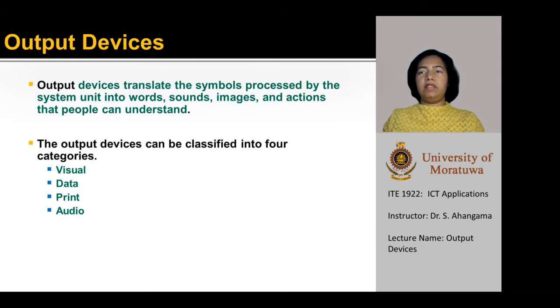Output devices translate the symbols processed by the system unit into words, sounds, images, and actions that people can understand. We can classify output devices into 4 categories: visual, data, print, and audio. Let's identify different types of output devices.